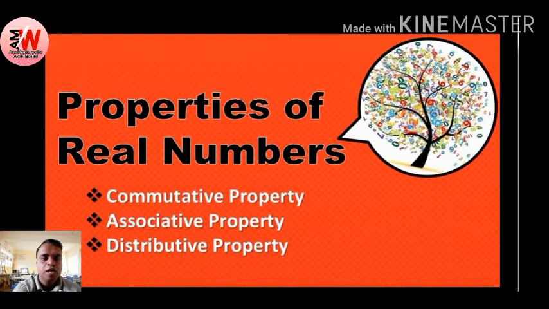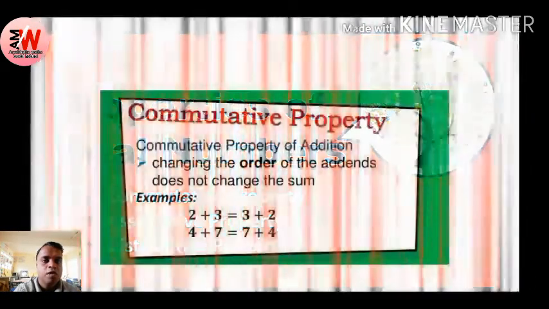Today we are going to learn about the 8th standard lesson, properties of real numbers. All of you know what real numbers are. The symbol of real numbers is R. There are three types of properties of real numbers. The first one is the commutative property, the second one is the associative property, and the third one is the distributive property. Today we are going to learn them one by one.